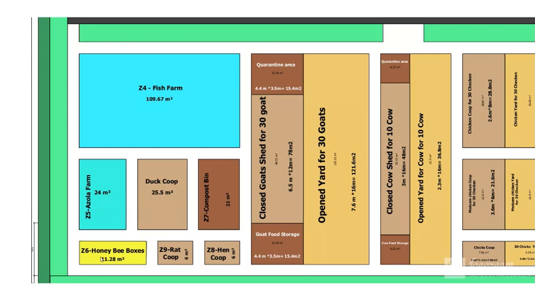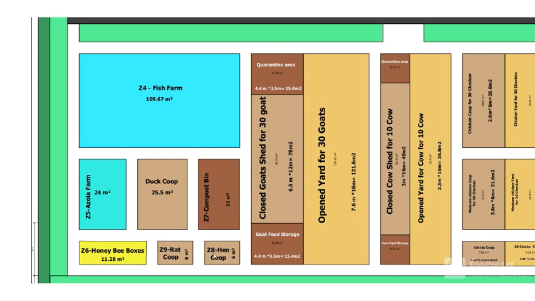This is zone 5. Zone 6 is the honeybee boxes. We have planned to put 5 or 6 boxes here for honey, because we have a big farm. Maybe we can produce and sell honey. This is zone 6. Zone 7 is the compost bin. This is an area of 21 square meters to produce compost. Compost can be used inside our farm or sold out.